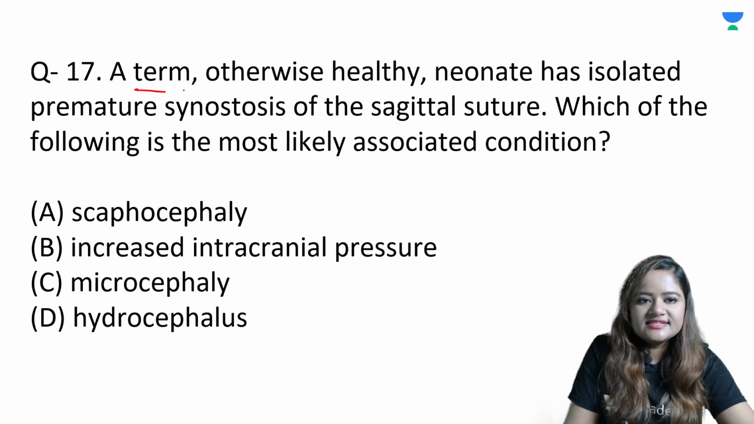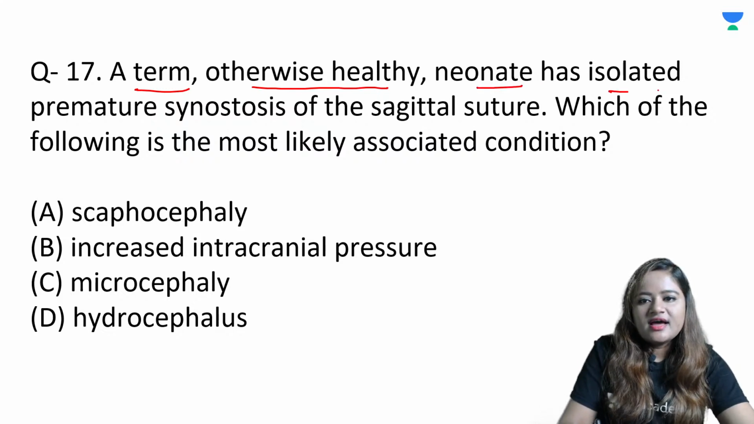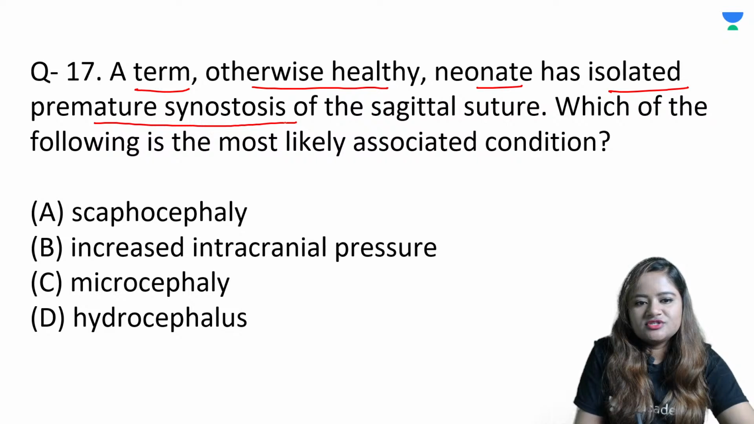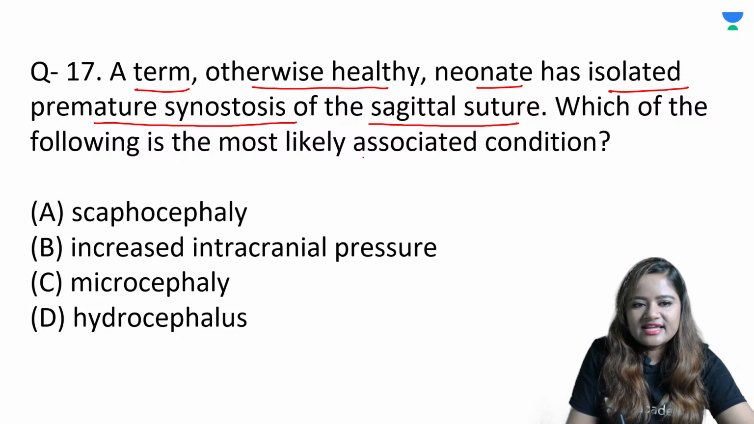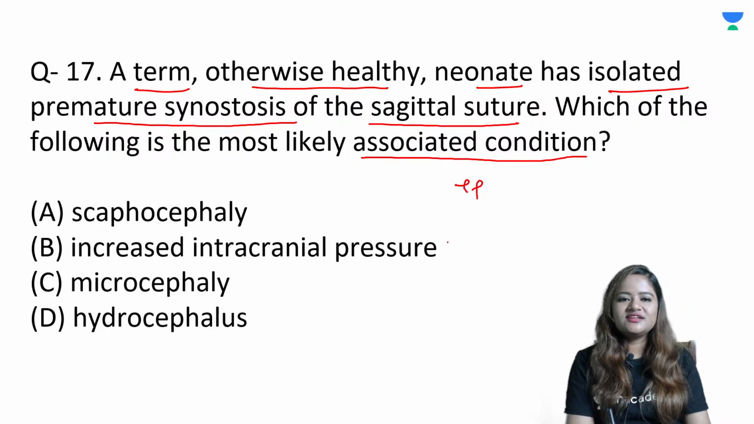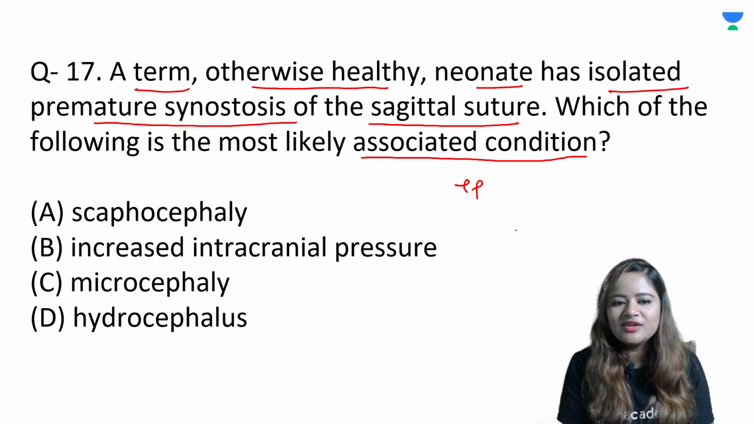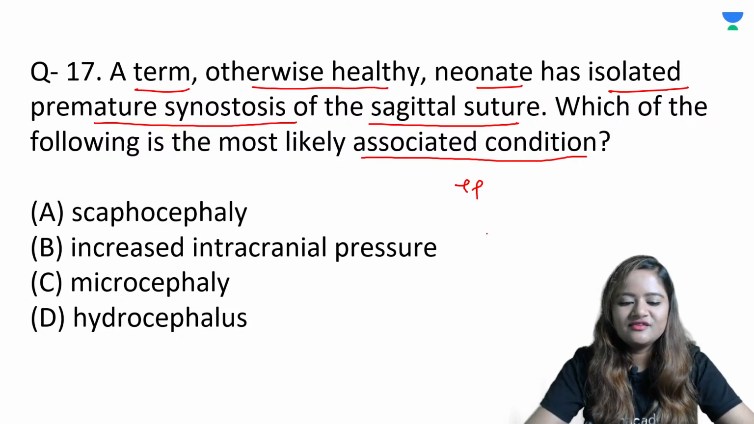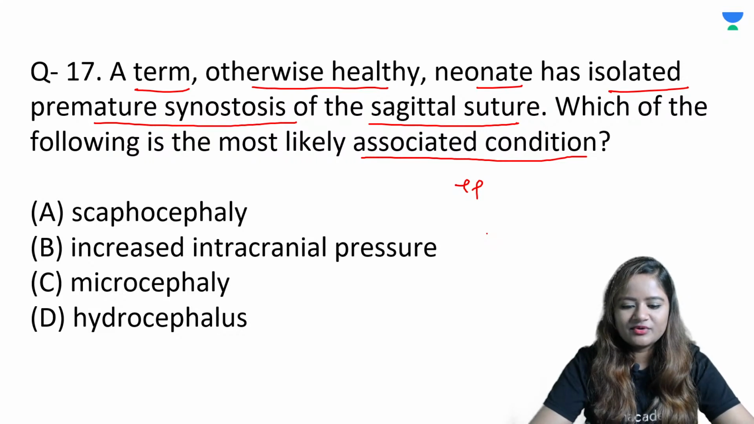Question number 17. There is a term, otherwise healthy neonate who has been diagnosed with isolated premature synostosis of the sagittal suture. Which of the following is the most likely associated condition? So this is again a new question. Those who have studied all the problems in the sutures and the fusion problems in the bone can answer this. This is a little difficult question, but still those who know can put in the answers in the chat box.